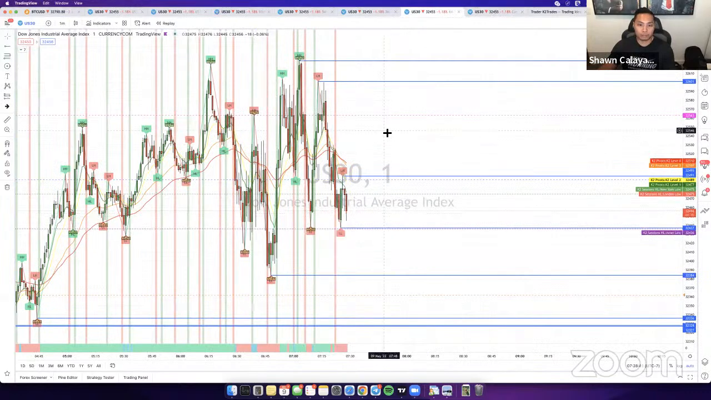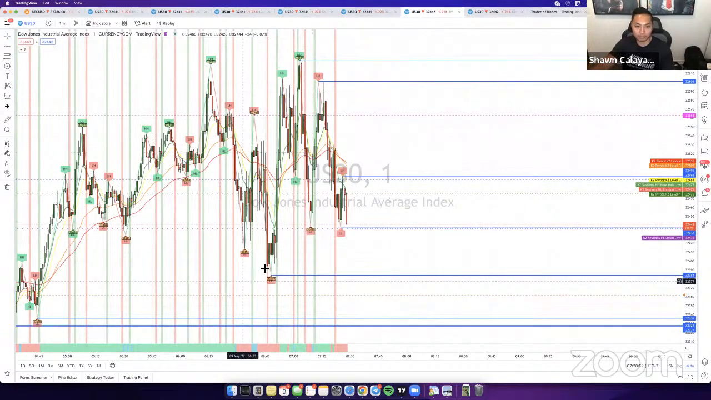Pretty much just waiting for it. Hopefully it'll come down soon before 8, so I can take maybe at least one trade. But I'm not going to rush it. If I don't see anything good, I'm going to sit it out because I already made profit for today. So I'm not looking to force anything.